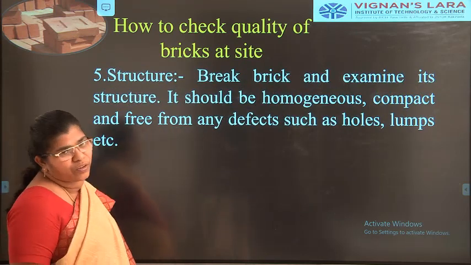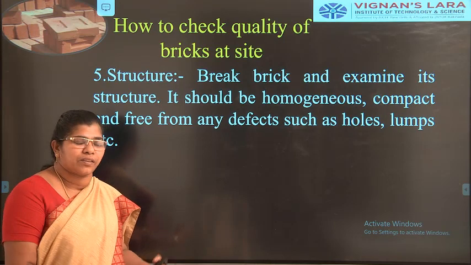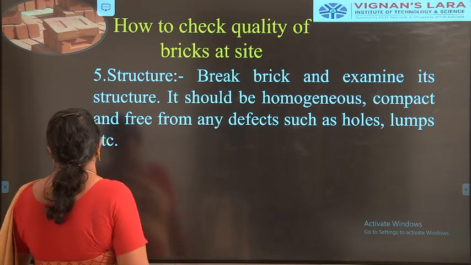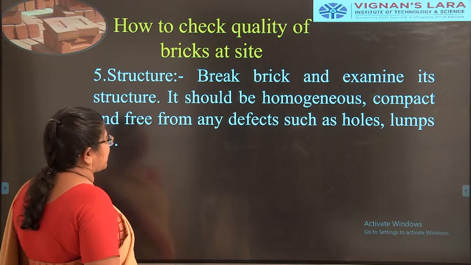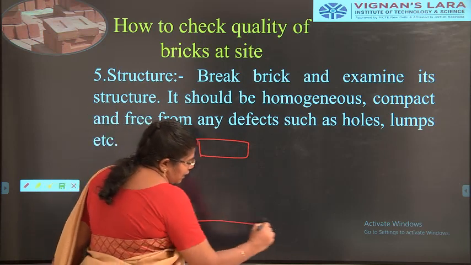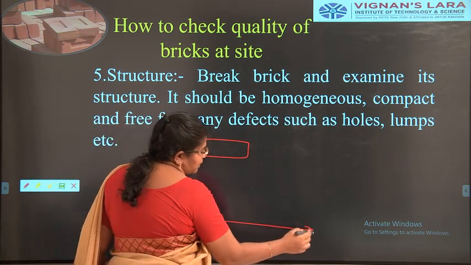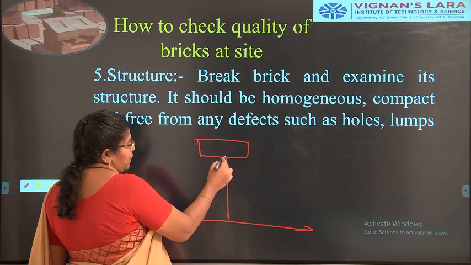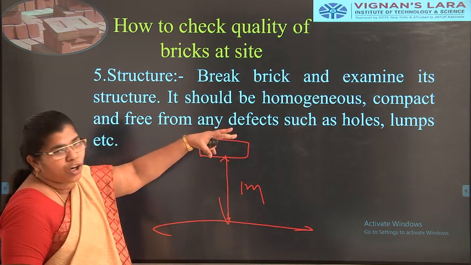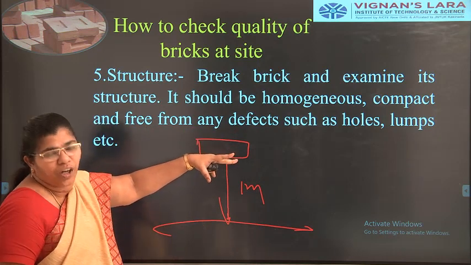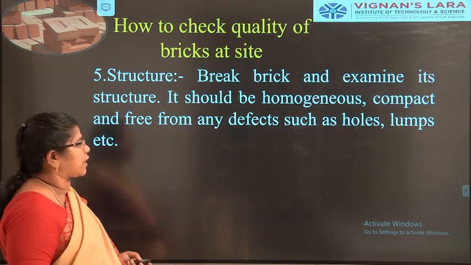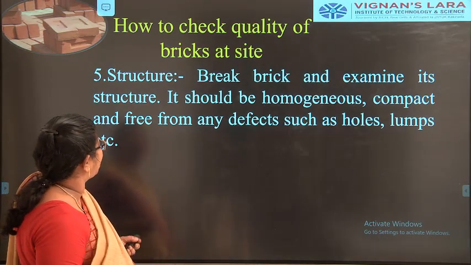Then the structure of the brick. We see whether it is homogeneous, not having any pores, compact and good. And one more thing we will see for the structure is this: if this is the earth surface and this is 1 meter, from a height of 1 meter we will drop the brick. The brick should not break. Then we will say that the brick is a very good brick, having a very good structure, very good strength, and other things we will be seeing.